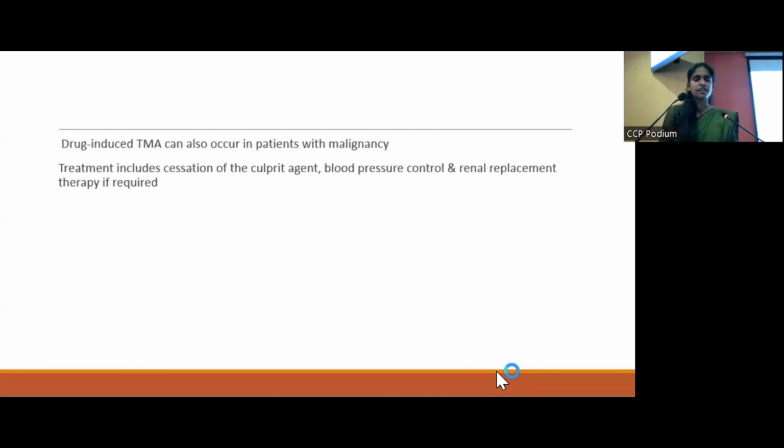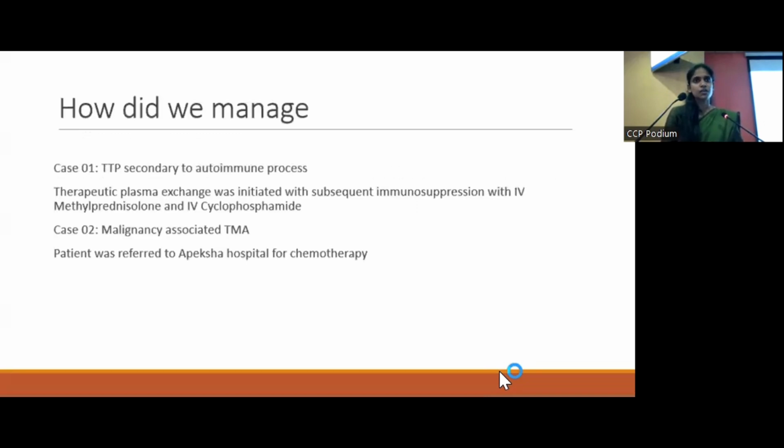Drug-induced TMA can also occur in patients with malignancy. So the history is very important because the two TMAs have different approaches to treatment. In drug-induced TMA, we have to stop the culprit agent, and use supportive measures like blood pressure control and renal replacement therapy if required. So going back to our cases, how did we manage these patients?